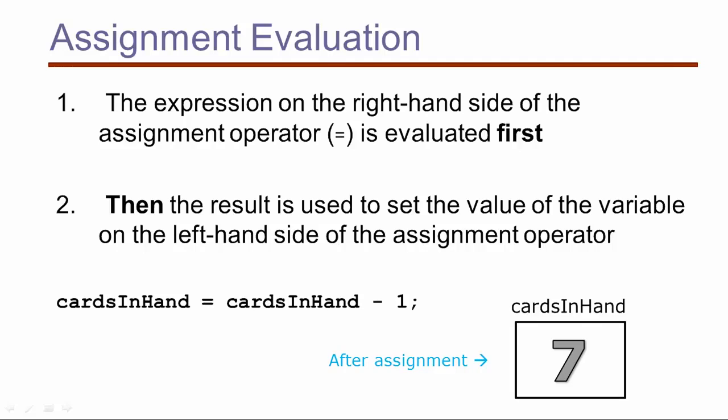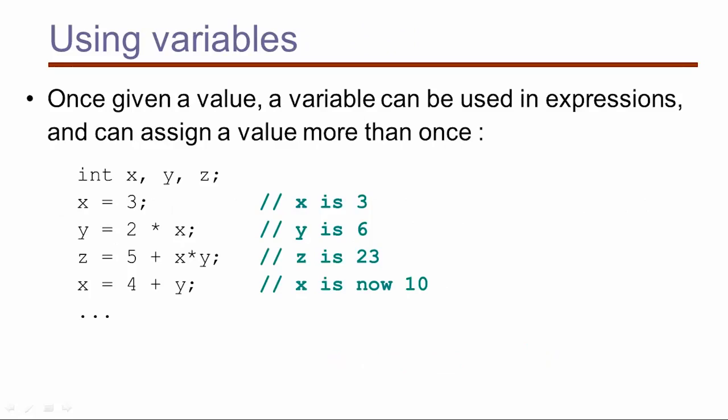This is an example that the equal sign does not mean mathematical equality, as this statement does not make any sense in mathematics. Once a variable has been given a value, it can be used in expressions and it can be given new different values. In this example, we see that the variable x is assigned the value 3, is then used in several expressions, and then is assigned a new value that it will hold until it is possibly changed again.